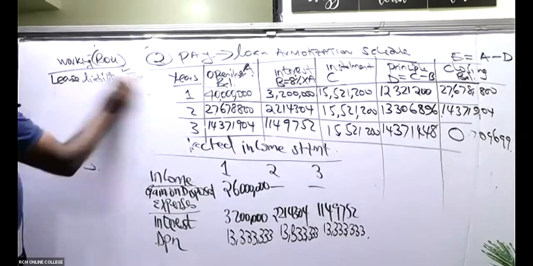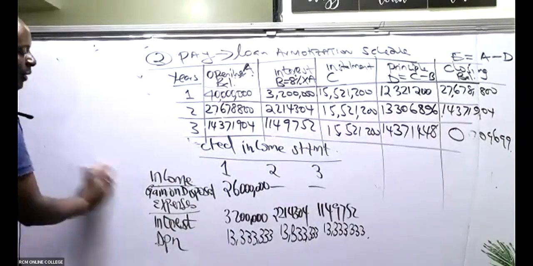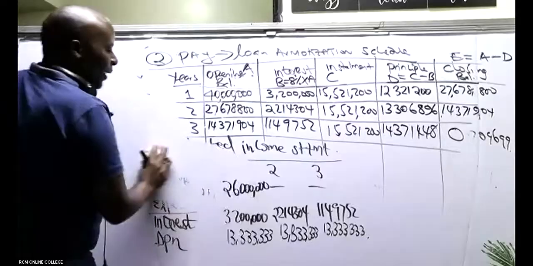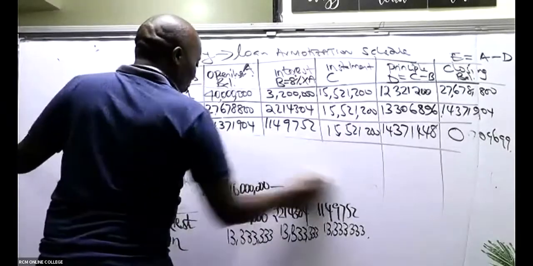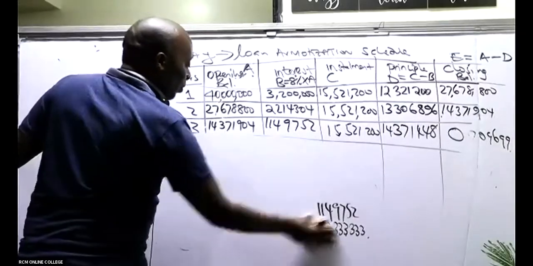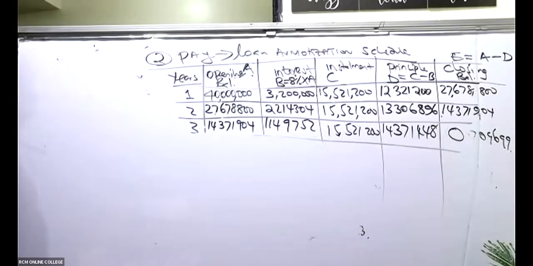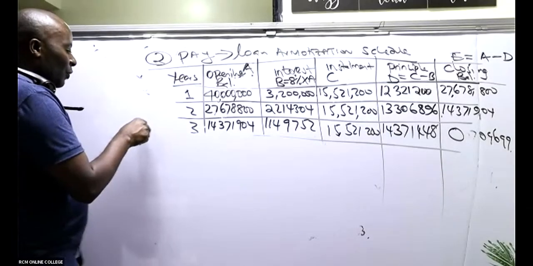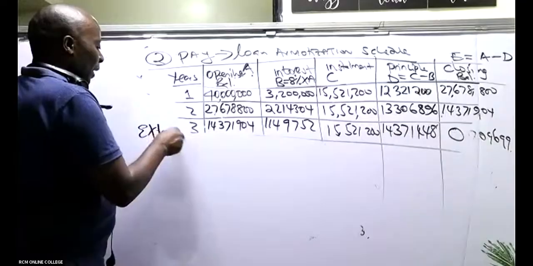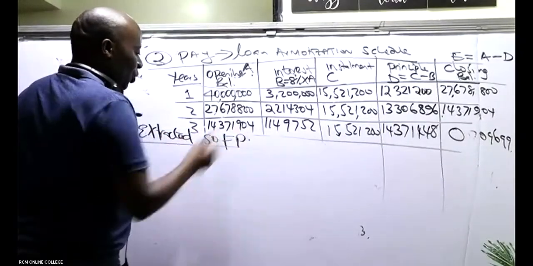All right, so the last one, number 4. Now you'll be able to give us an extracted statement of financial position. So give us here the extracted statement of financial position.